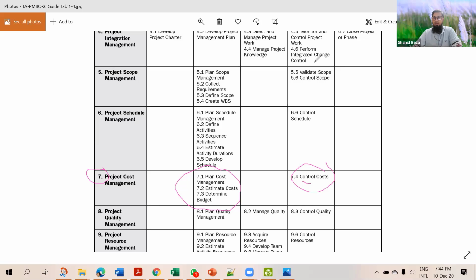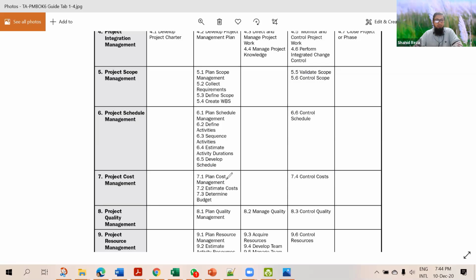Generally, under monitoring and controlling processes, the names will have some word like control or monitor. This type of term you will see everywhere. Control, validate, control. Mostly in all the names of the monitoring and controlling processes, you will see the term control or validate or monitor.